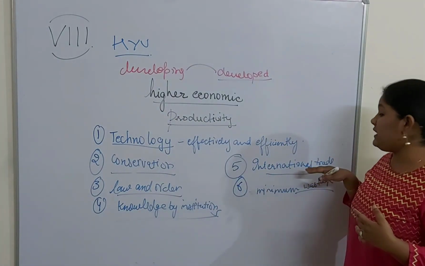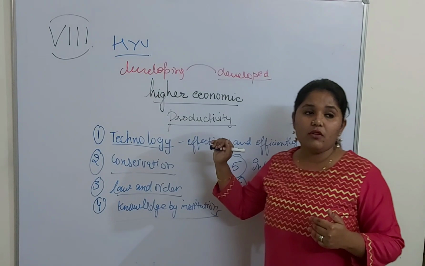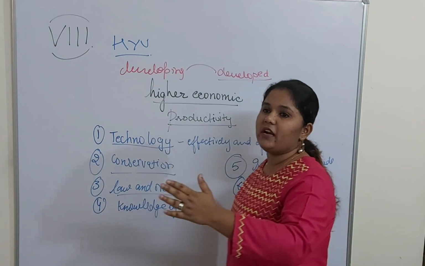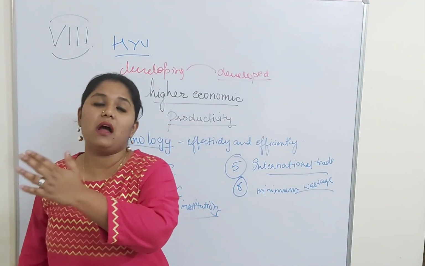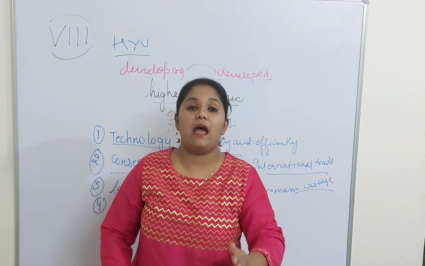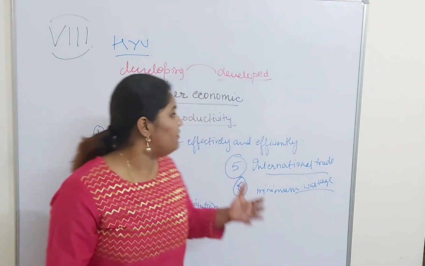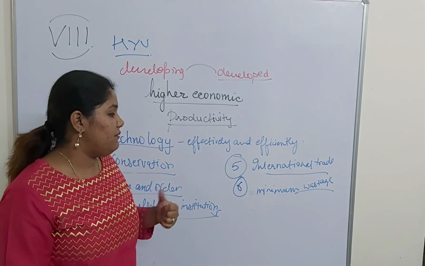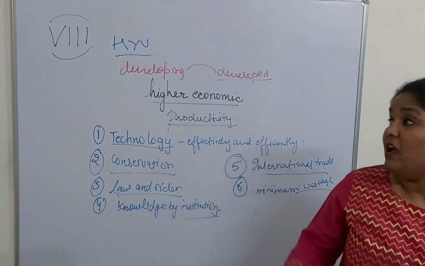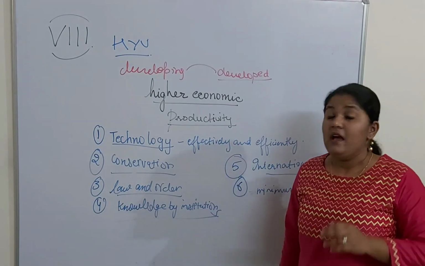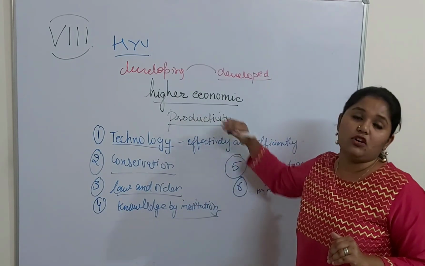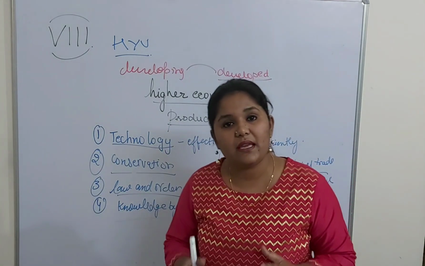Okay, now the fifth is international trade. International trade is also one of the main features by which we can increase our economic productivity. See, the more international trade there is, we have to satisfy the demand of the foreign country. When we have to satisfy their demands, we will produce more and more. And when we produce more and more, we will definitely have economic productivity. Okay, sixth is minimum wastage. Minimum wastage of resources has to be taken care of when we are talking about high economic productivity, as minimum wastage can lead to conservation, and conservation can lead to economic productivity. I hope this topic is clear. Okay.